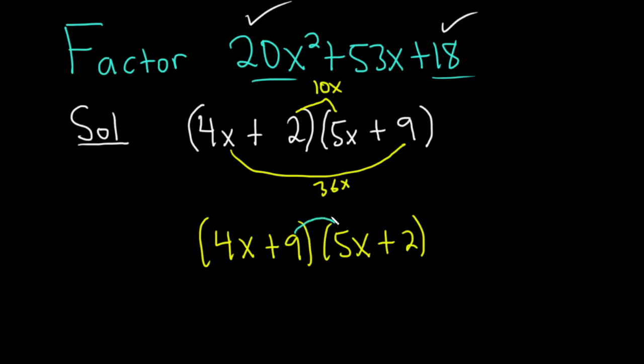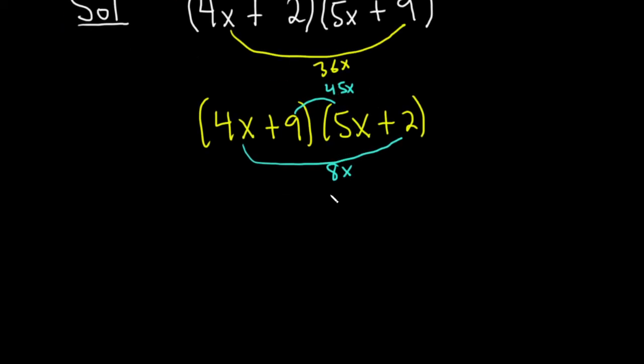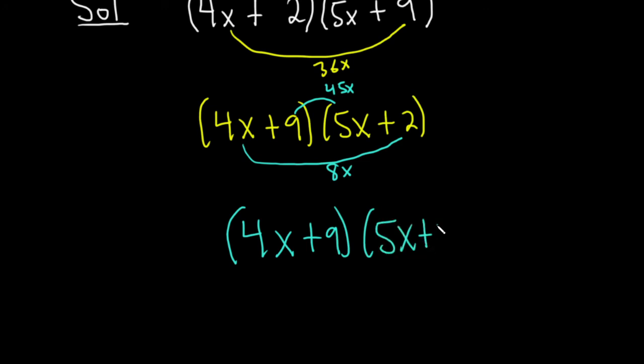So here we have 45x, right? 9 times 5 is 45. And then 4 times 2 is 8x. And then when we add these, we get 53x. Yes, 45x plus 8x is 53x. So this works. Success. So you have factored a seemingly very difficult problem, 4x plus 9 times 5x plus 2, very, very easily. Could have been way worse.